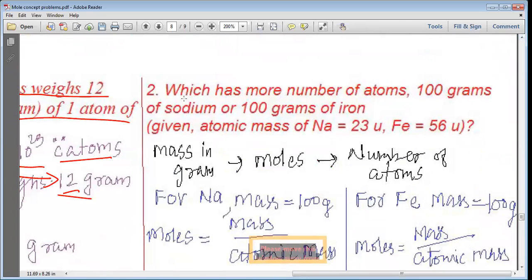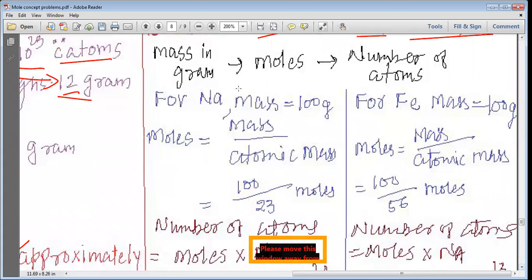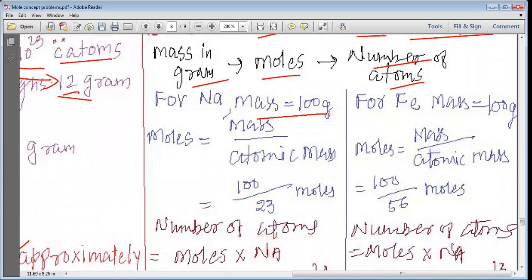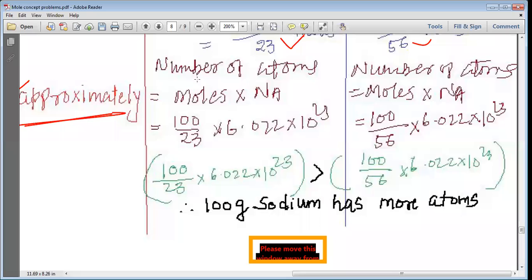Now, my dear students, the next question asks which has more number of atoms, 100 gram of sodium or 100 gram of iron. They have even given that the atomic mass of sodium is 23 u and the atomic mass of iron is 56 u. For this, first we need to convert the mass in gram into moles, and then from moles we can go to the number of atoms. For sodium, the mass is 100 gram. For iron, the mass is 100 gram. The number of moles is equal to mass divided by atomic mass, that is 100 divided by 23 for sodium and 100 divided by 56 for iron. Now, number of atoms is equal to moles multiplied by the Avogadro number.